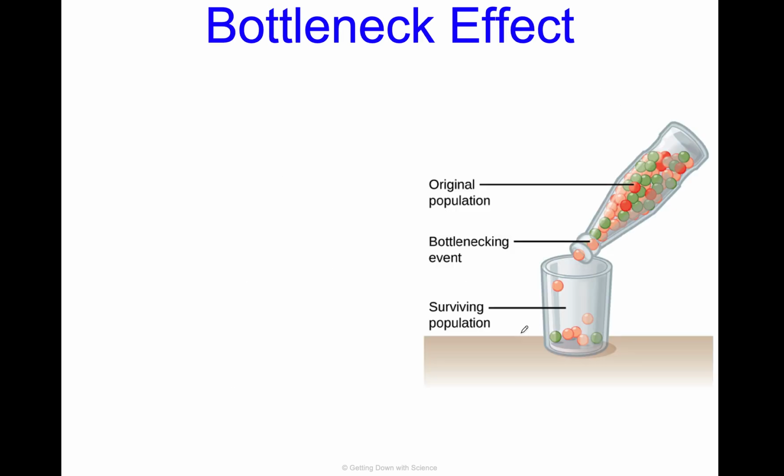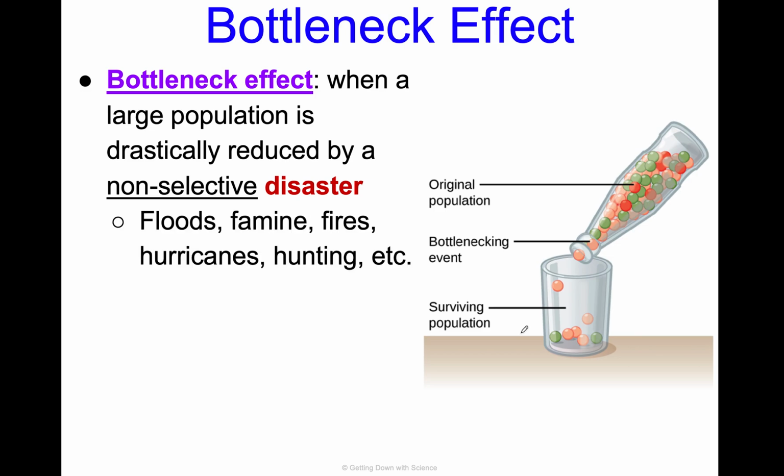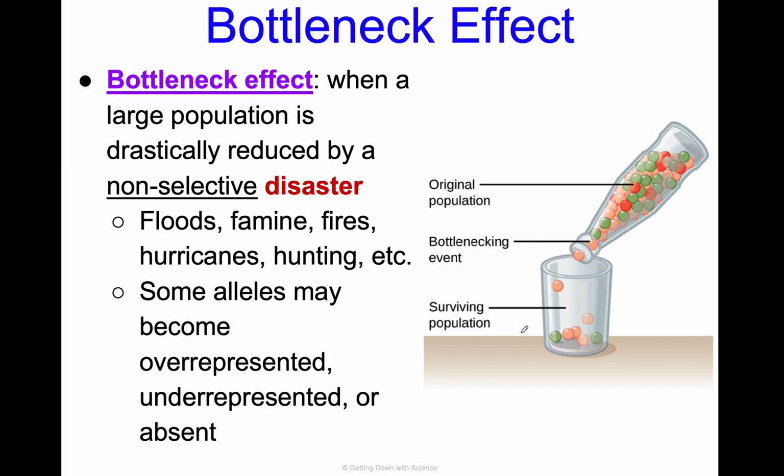Awesome. So, bottleneck first. It's called a bottleneck, as you can see over here, because it takes a larger original population and then an event occurs and there's only a small proportion of the surviving population. So it's when large populations are drastically reduced by a non-selective disaster. This is floods, famines, fires, hurricanes, hunting, all of that is a non-selective disaster. Floods don't care if your fur is a different color, they're going to wipe you out either way.